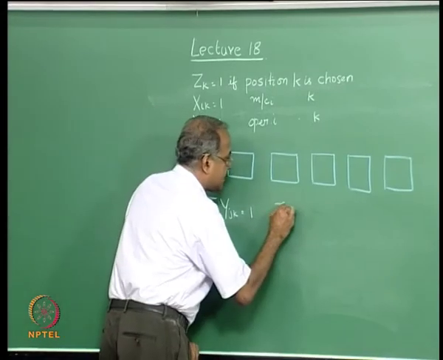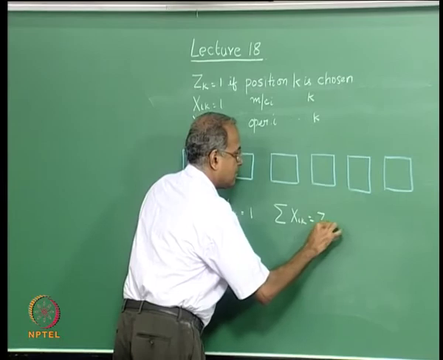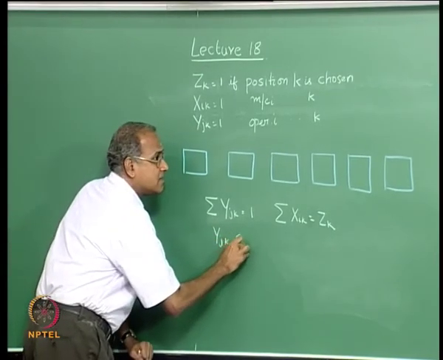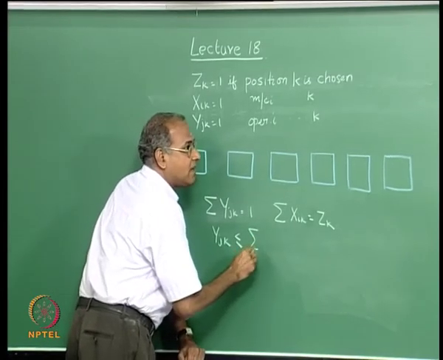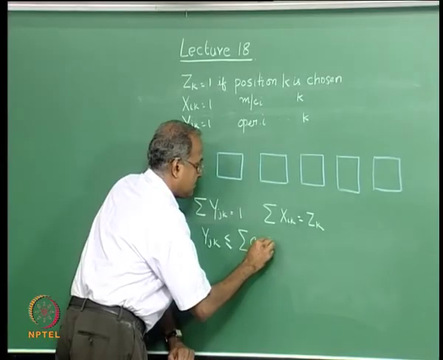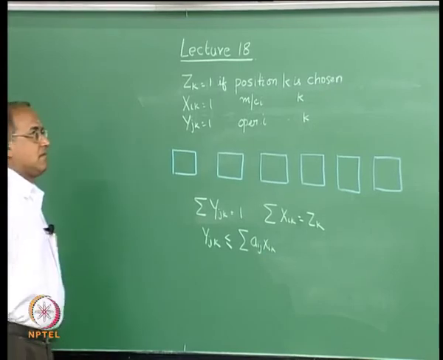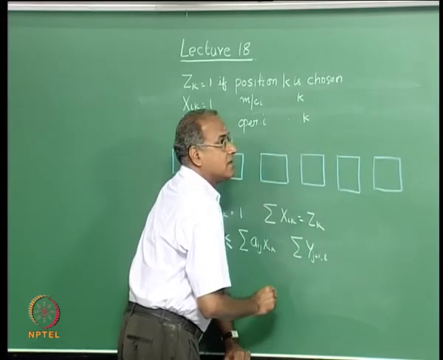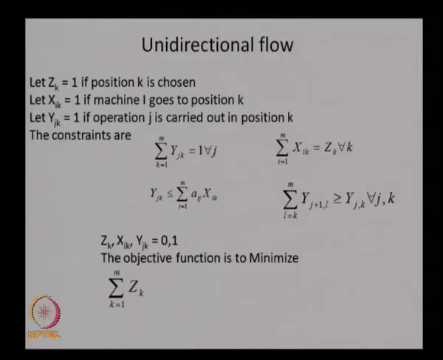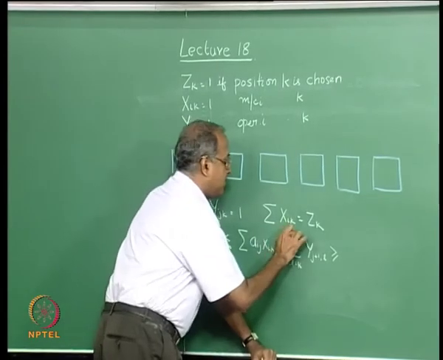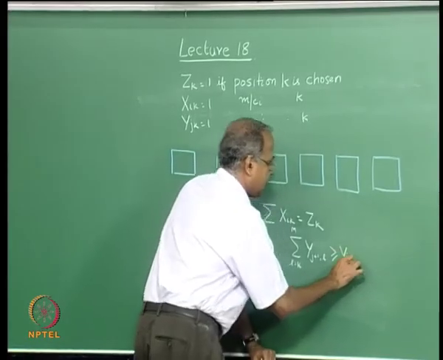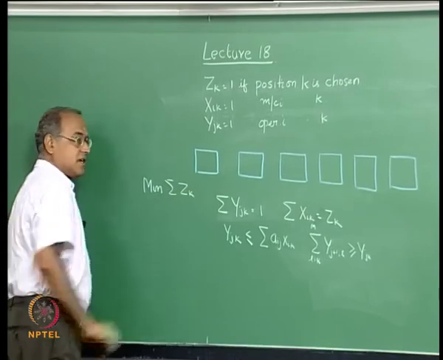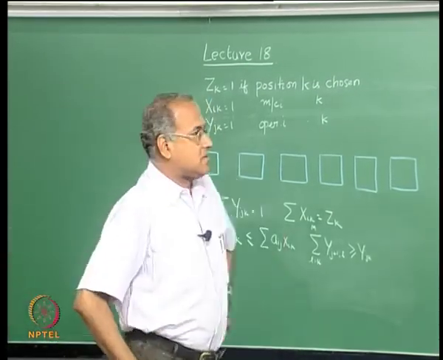Sigma x_ik equal to z_k. y_jk is less than or equal to sigma a_ij x_ik. And the last one, sigma over l from k to m of y_(j+1)l is greater than or equal to y_jk, and the objective is to minimize sigma z_k. So, let me again explain these constraints and the objective function.